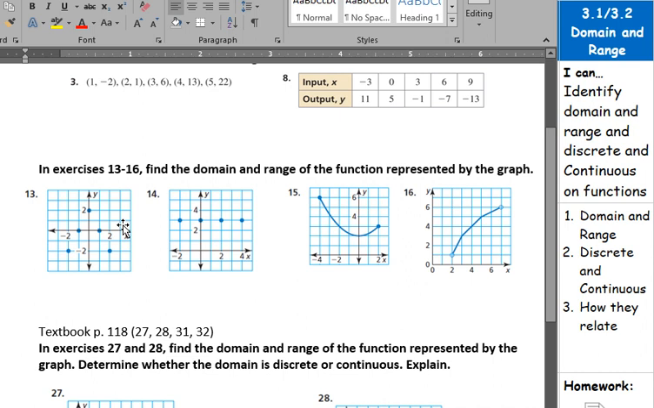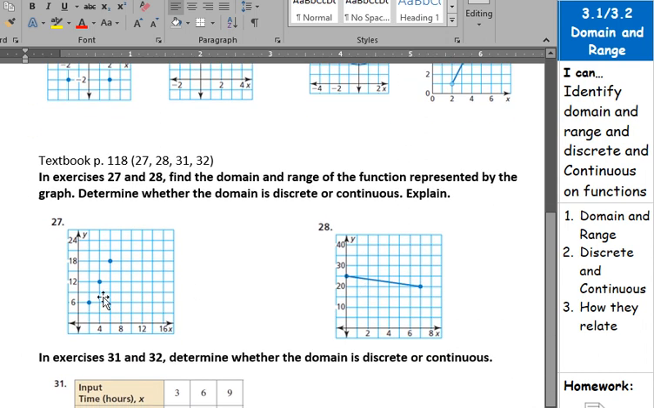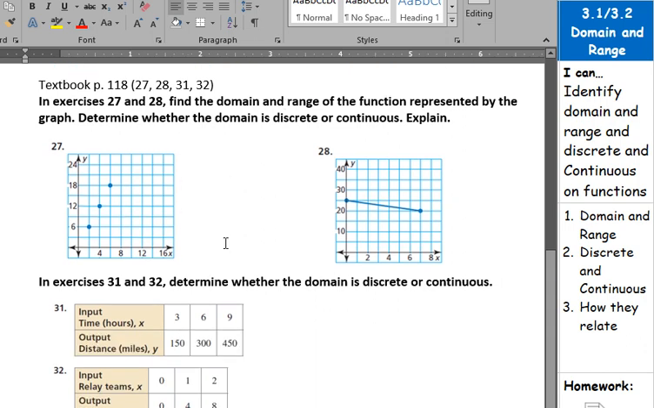Here I have some discrete ones because they're dots. Here I have some continuous ones because they're lines. Discrete, continuous. This one also says to determine whether it is discrete or continuous, right? And it says of the function. These are both functions because every input has exactly one output.